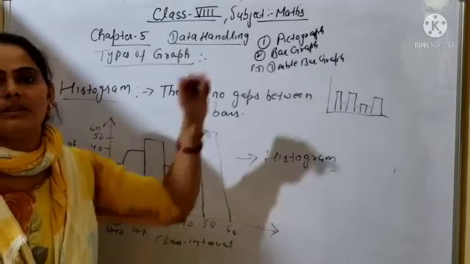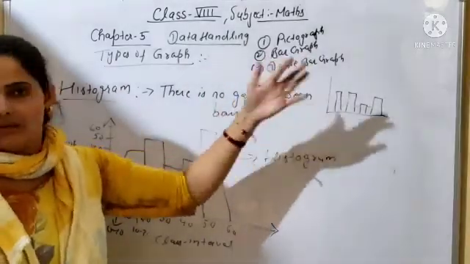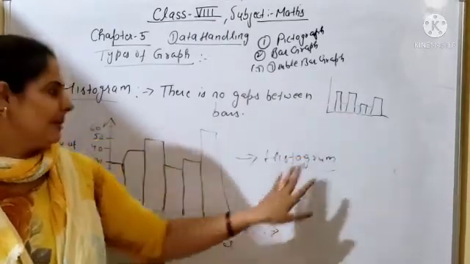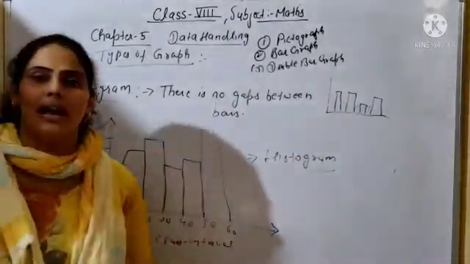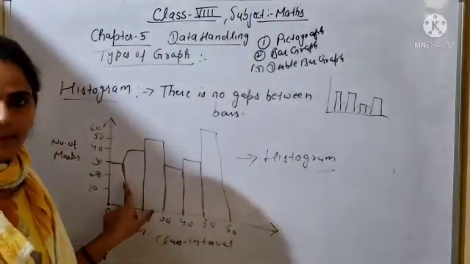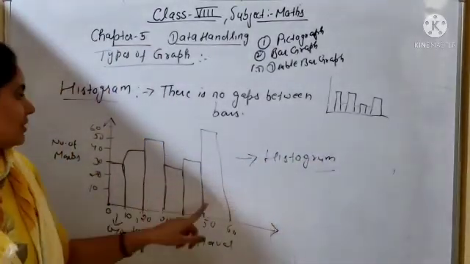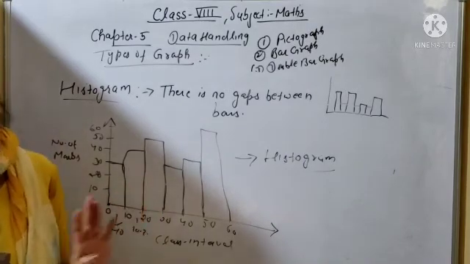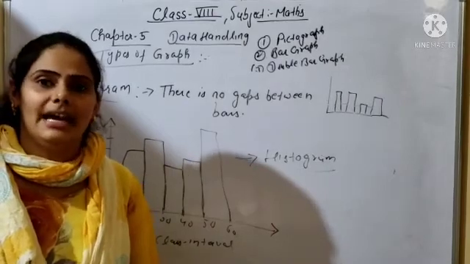And what is the difference between histogram and bar graph? I have already told you. In a bar graph you will use the bars with uniform width, but in a histogram there is no gap between the bars. Is it clear? These are the bars, but here there is a gap. Any gap? No gap. Okay, there is no gap between the bars. Is it clear? And so we have done all the concepts of data handling.